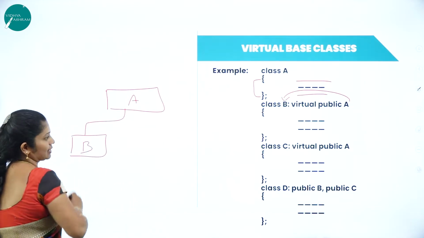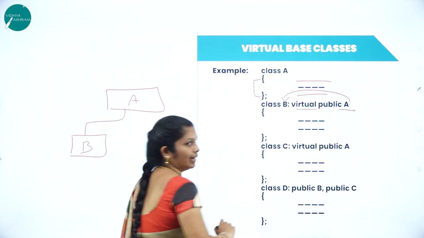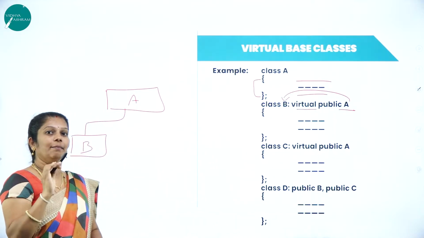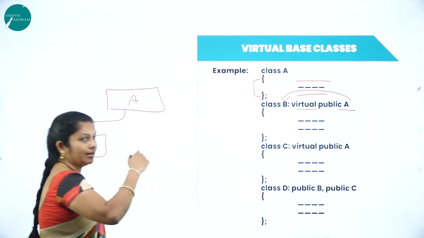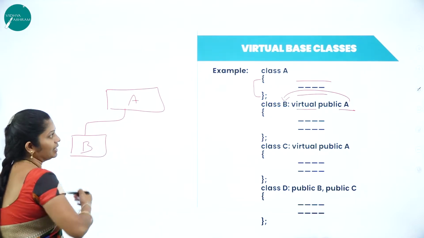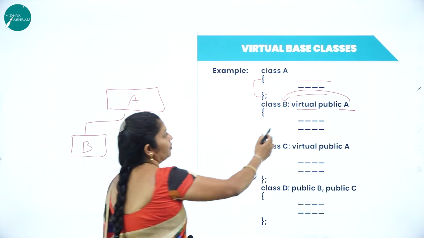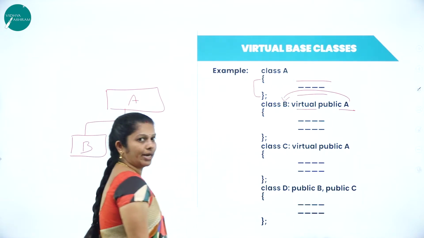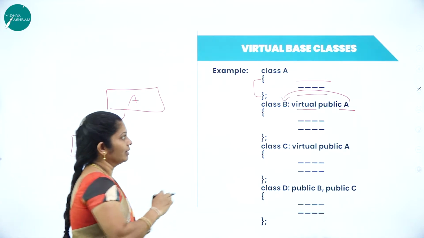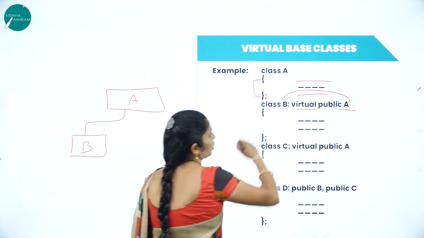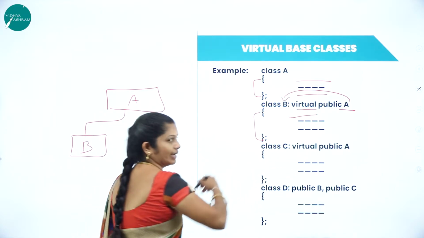This is the derived class. By making this A virtual, we can avoid multiple copies of the same data. Base class here is base class A. From that, we are creating one more class, derived class B. Before writing the visibility mode, if I write virtual, then the multiple copies can be avoided here. From that A, we are creating one more class B. Then here we write some statements and functions, everything.